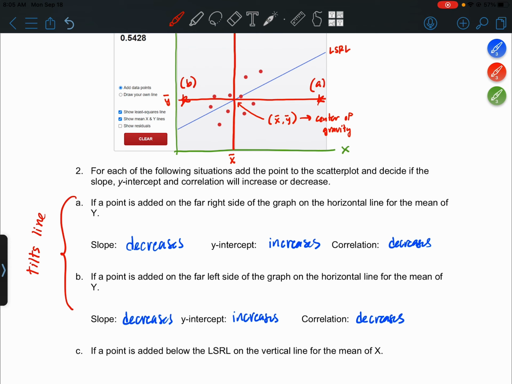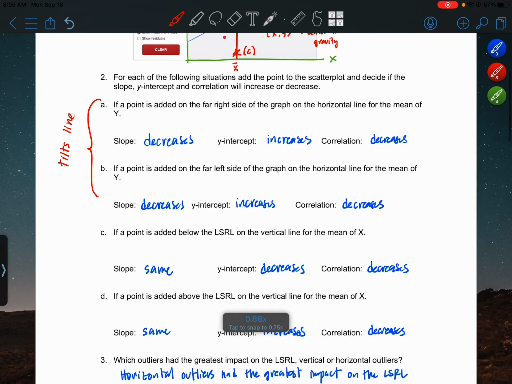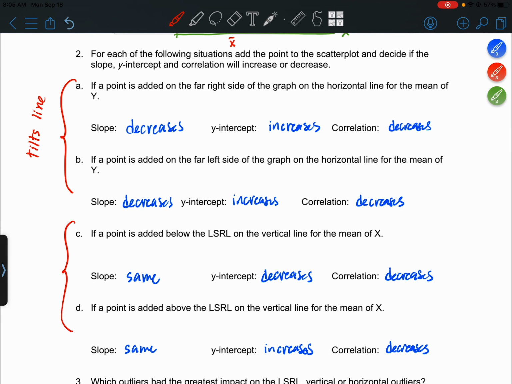All right, in part C, we add an outlier below the least squares regression line, so it's about this location here. And that doesn't cause the line to tilt one way or another, but it does cause the line to shift down. And then in part D, we place a point at the very top, and that causes the line to shift up. So both parts C and D, in a nutshell, cause the line to shift up or down depending on the location of where the point is placed.